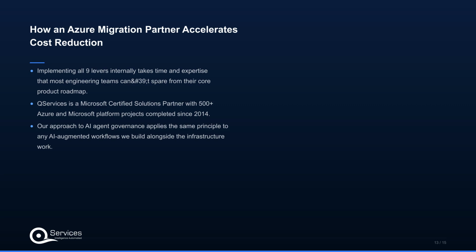We apply human-in-the-loop governance to ensure human approval at every deployment stage during the remediation process, so no change goes live without your team's sign-off. Our approach to AI agent governance applies the same principle to any AI-augmented workflows we build alongside the infrastructure work.